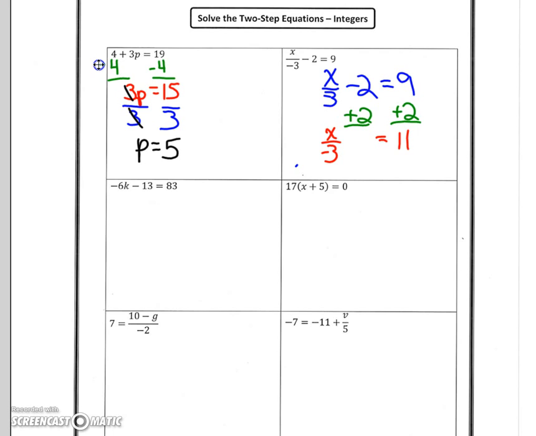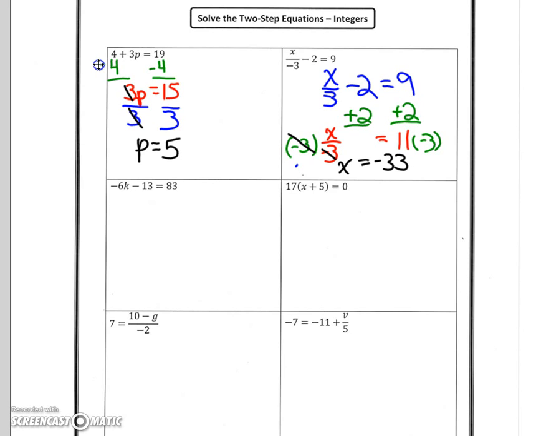Now we will do something about this negative 3 in the denominator of the fraction. We will multiply by negative 3, and that will cancel out these negatives. X equals negative 33.